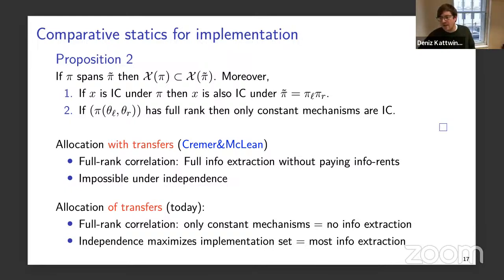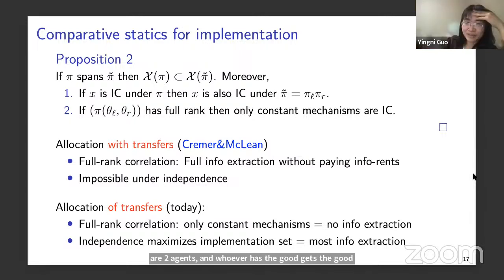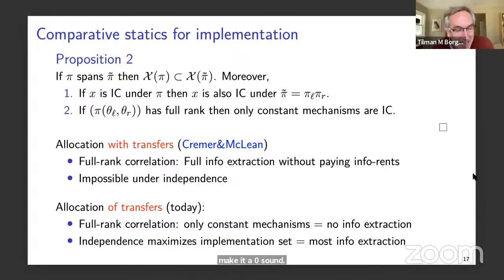In some sense, introducing money is breaking the zero sum logic. Yeah. So I can say you have very high valuation, I give you the good, and I give someone else money. But is that necessary? You could say that there are two agents, and whoever has the good has to pay the other agent, not the mechanism designer. Yeah, I'm thinking about the same thing. You can still make it zero sum, but with transfers. Yes. Yeah, balancedness.